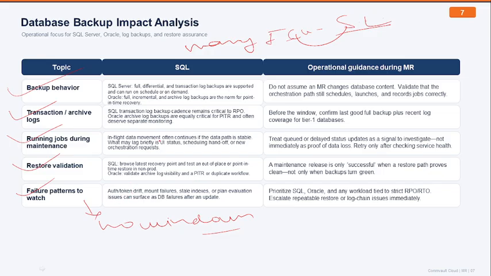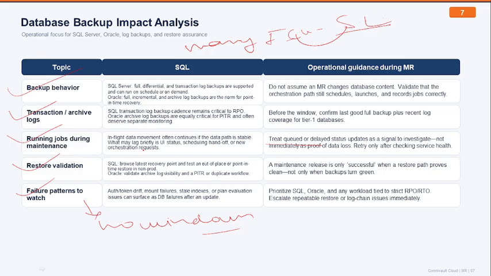In-flight data movement often continues if the data path is stable. What may lag briefly is UI status, scheduling and handoff. So treat a queued or delayed status update as a signal to investigate, not immediately as proof of data loss. Retry only after checking the service health. Got it? So you need to check these things.